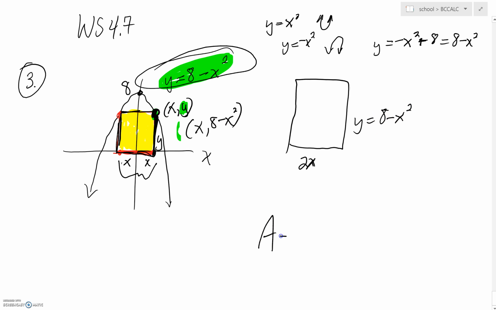So our area is base times height. I'm going to leave it to you to finish this problem. Obviously, you're going to have to investigate where your derivative is equal to 0 and so forth, but this is how you go about approaching the setup.